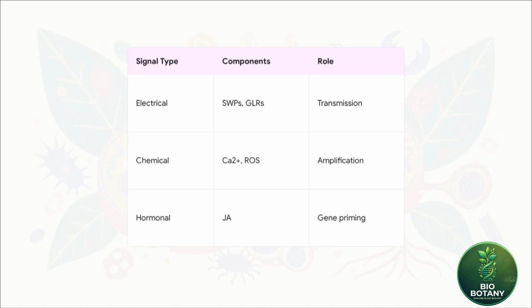First, the electrical signal, which uses slow wave potentials and GLR channels for super rapid, long-distance transmission. Second, the chemical signal, using calcium ions and reactive oxygen species to propagate the wave and amplify the signal so it doesn't just fizzle out. And third, the hormonal signal, using jasmonic acid for the heavy lifting of defense gene activation and tissue priming. These 3 are inextricably linked. They form a single, highly coordinated defense cassette.